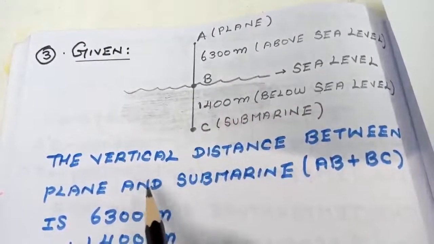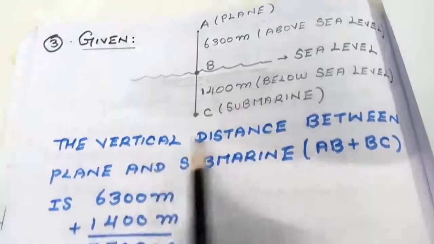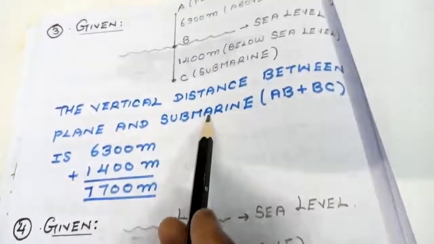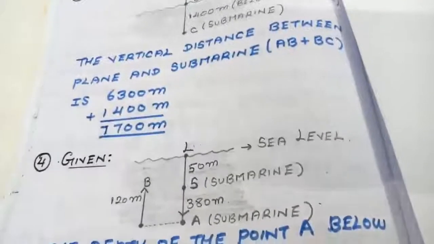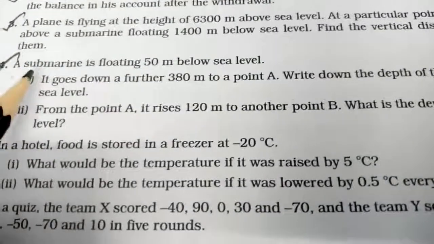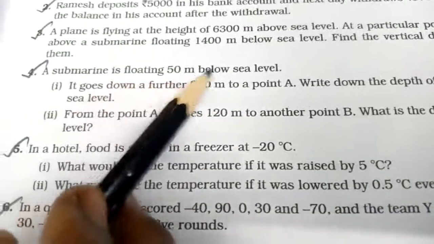So what is the question they are asking you? They are asking you to find the vertical distance between the plane and submarine. If you add, you will get the answer as 7,700 meter. Question number 4. A submarine is floating 50 meter below.